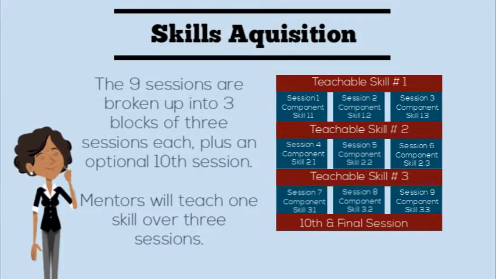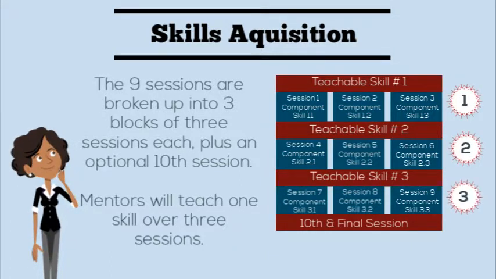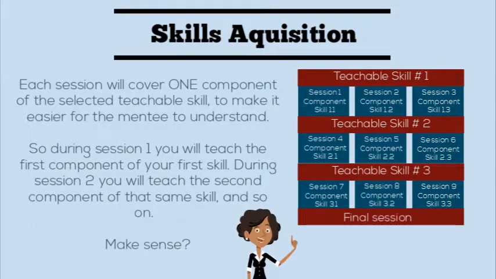The 9 sessions are broken up into 3 blocks of 3 sessions each, plus an optional 10th session. Mentors will teach 1 skill over 3 sessions. Each session will cover 1 component of the selected teachable skill to make it easier for the mentee to understand. So, during session 1, you will teach the first component of your first skill. During session 2, you will teach the second component of that same skill, and so on. Make sense? Here's an example.